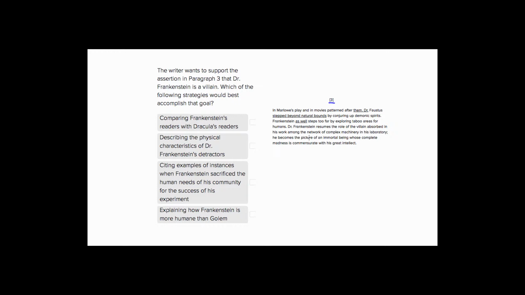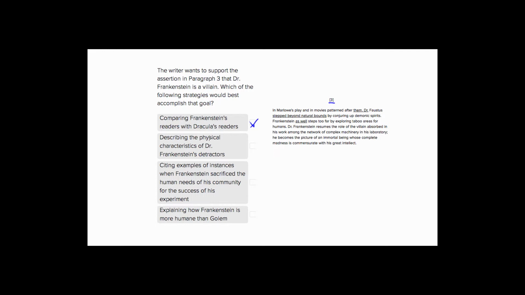So choice 1, comparing Frankenstein's readers with Dracula's readers. This wouldn't make any sense because we haven't been talking about Dracula in this paragraph, so we don't want to bring in a completely different book in order to talk about Frankenstein. So this is irrelevant, and that's not going to be good.